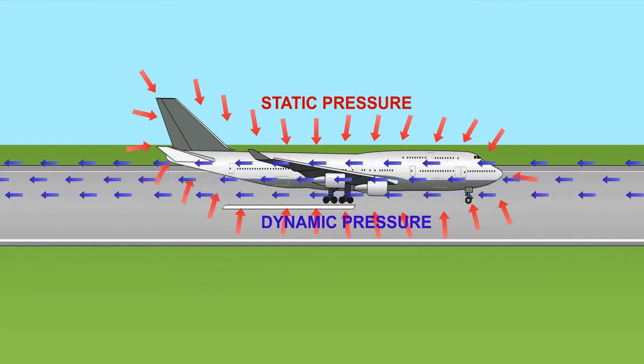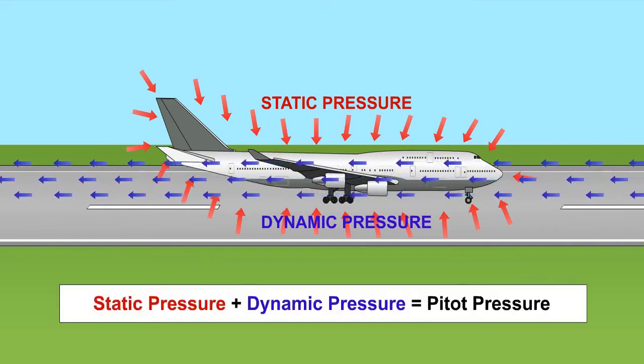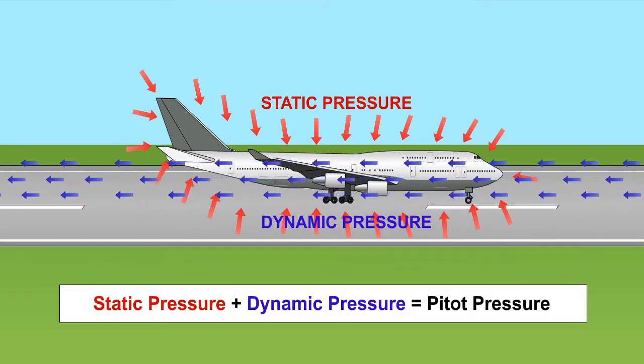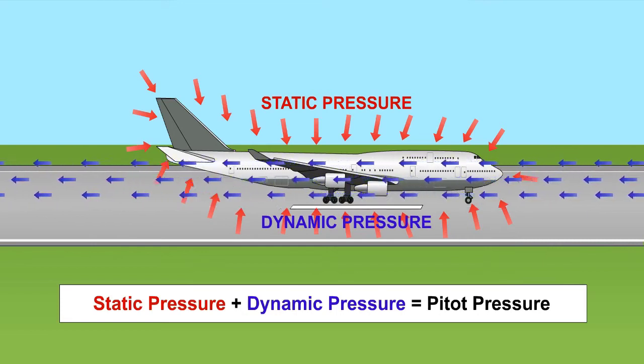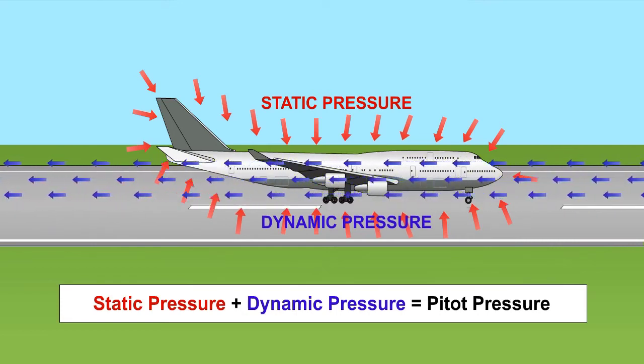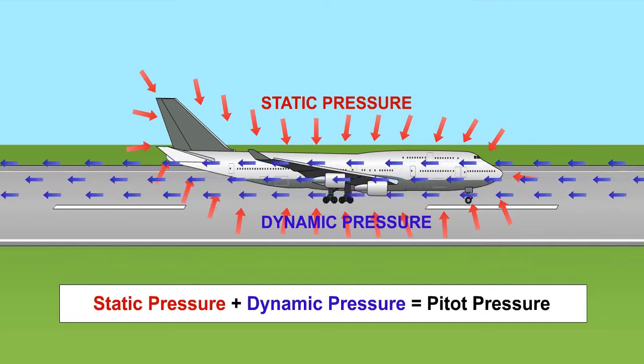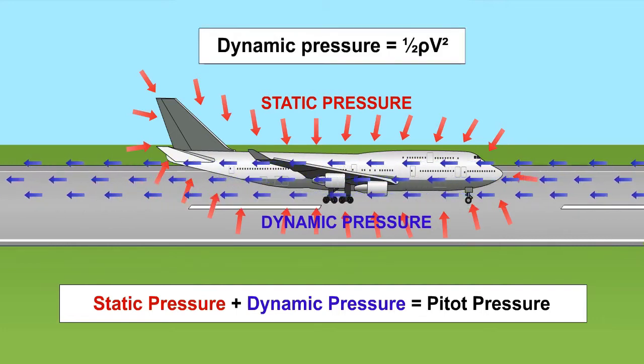The total pressure the aircraft will be subjected to will therefore be the static pressure plus the dynamic pressure. This is known as total pressure or pitot pressure. The dynamic pressure experienced by the aircraft will vary with the speed of the aircraft through the air, and mathematically this relationship is expressed in the formula dynamic pressure equals a half rho v squared, where v is the true airspeed and rho is the density of the air.